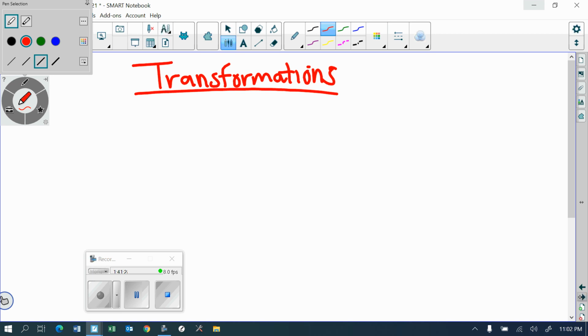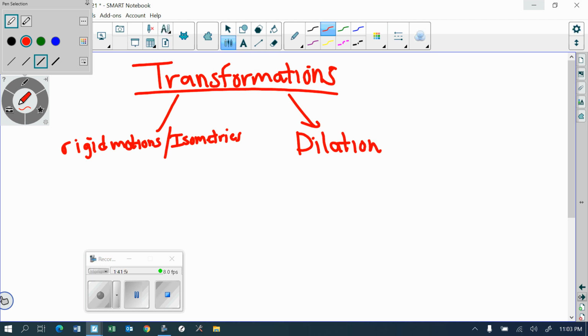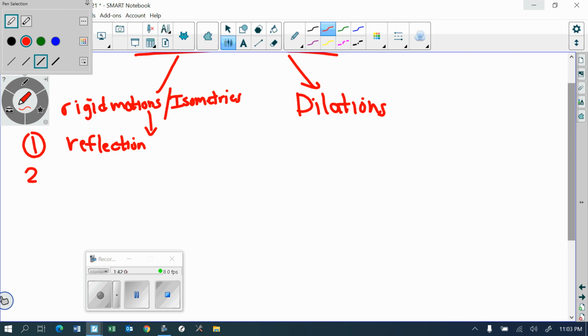Okay, so transformations. We have what's called rigid motions, or also called isometries. You've got to know that they're called the same thing. They mean the same thing. And then we have dilations. Underneath rigid motions or isometries, you have a single reflection. I'm just writing the number of reflections on the side there. That's 1. You have 2 reflections.